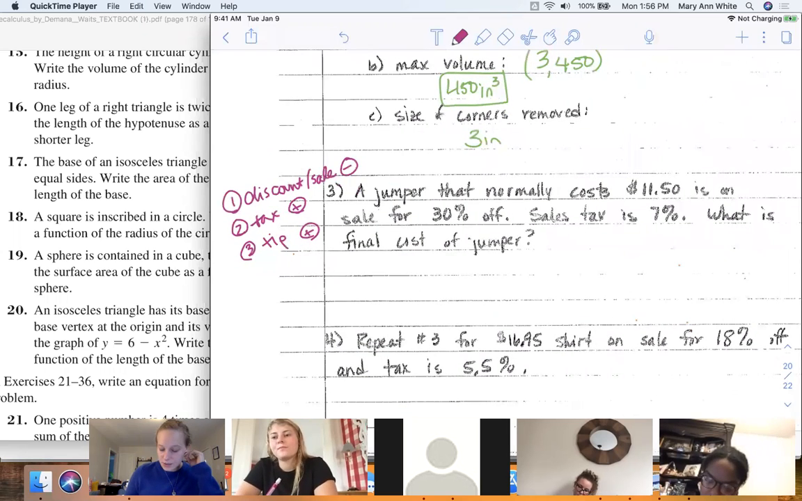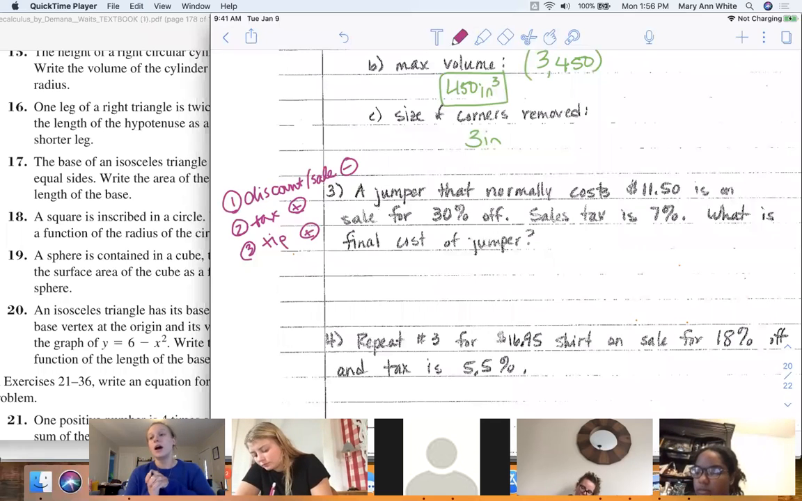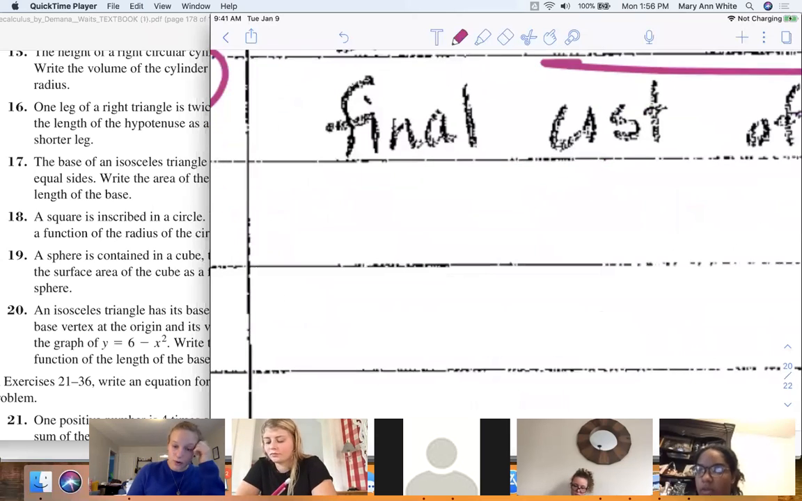So this problem says a jumper that normally costs $11.50 is on sale for 30% off. Sales tax is 7%. What is the final cost of the jumper? Okay, there's a couple ways that you can do this. So I'm going to kind of piecemeal my way together. I don't do a full formula for this. You can take it bite by bite. So we're going to start by doing the sale of it. So it's 30% off. You can do it one of two ways.